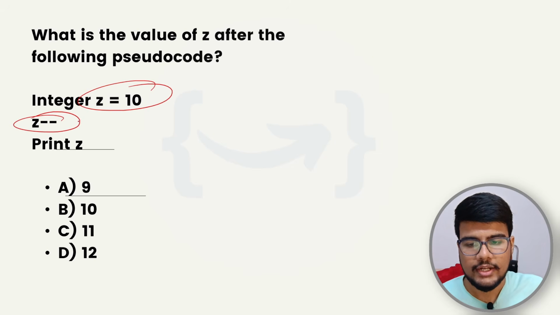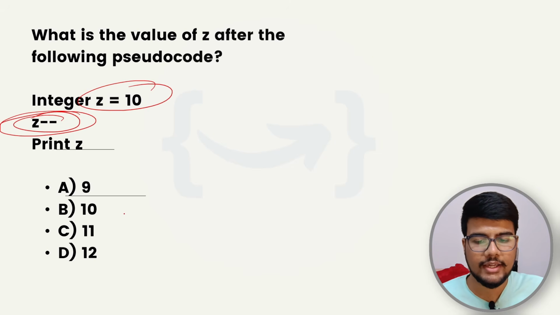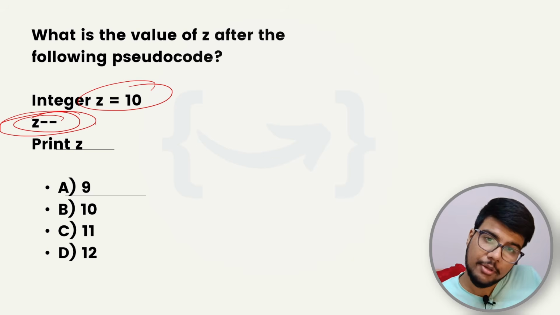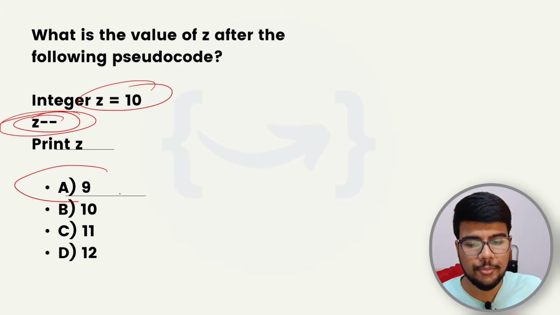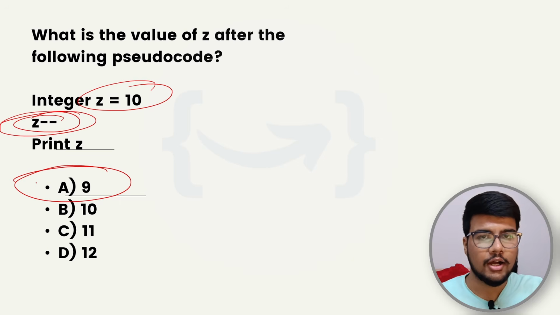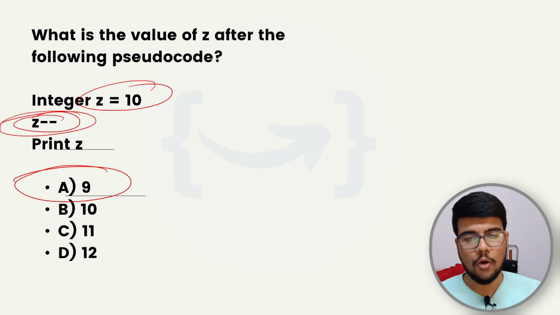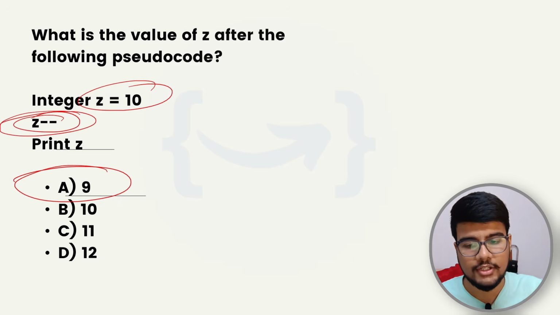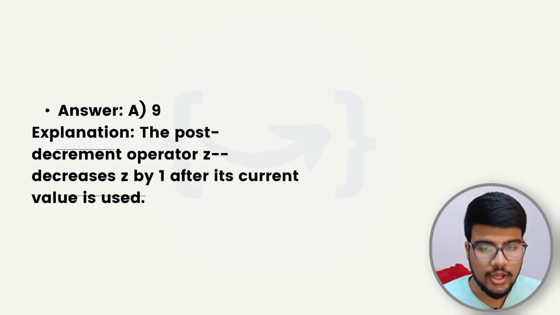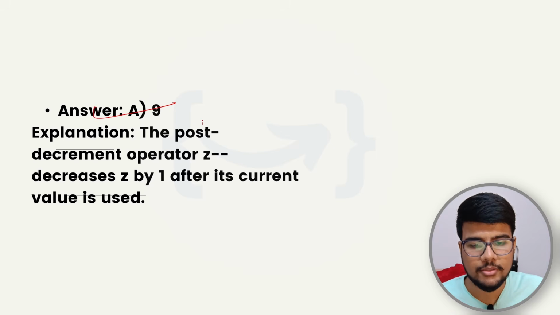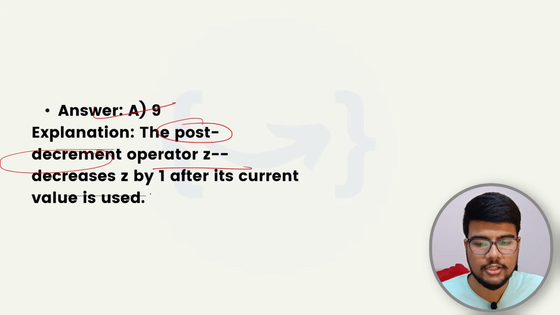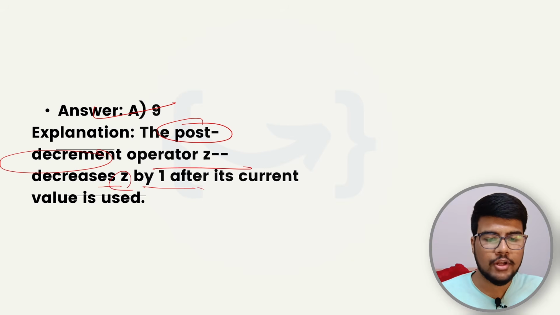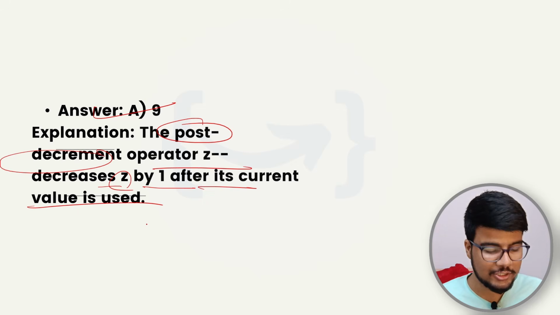It is a post-decrement, guys. Now you might be confused, but whatever option comes to your mind first after reading the question would be the right answer, guys. So in my mind, 9 came, and 9 is the right answer because it's a post-decrement operator. Z-- decreases Z by 1 after its current value is used.